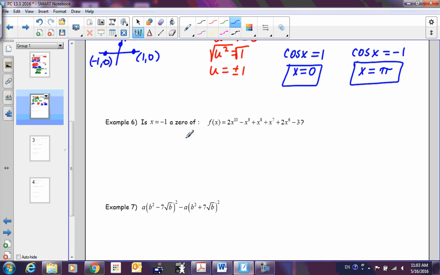Okay, number 6. This gets back into polynomials. Is x equals negative 1 a 0? Remember 0, that's the same thing as a root or an x-intercept. That's important. That's going to help you. Making that connection is going to help you remember this.